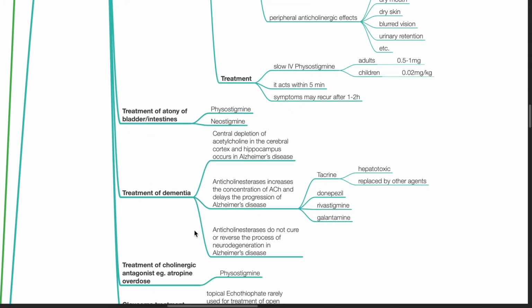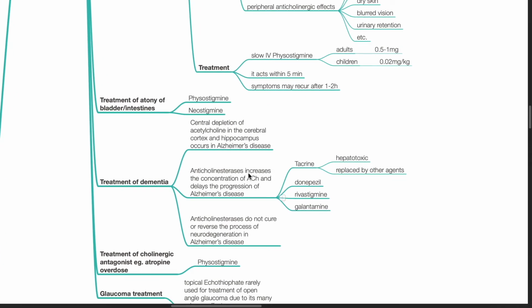They are also used to treat dementia. Central depletion of acetylcholine in the cerebral cortex and hippocampus occurs in Alzheimer's disease. Anticholinesterases increase the concentration of acetylcholine and delay the progression of Alzheimer's disease. Examples of drugs used to treat dementia include tacrine, Donepezil, rivastigmine, and galantamine.